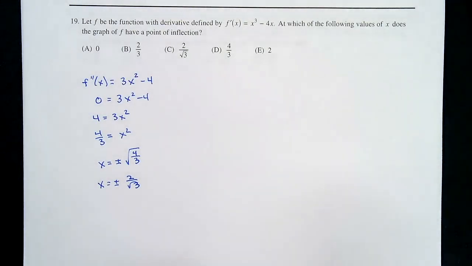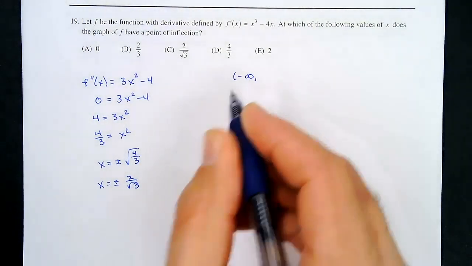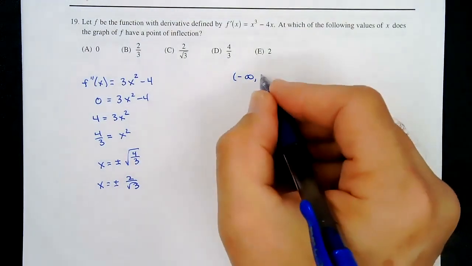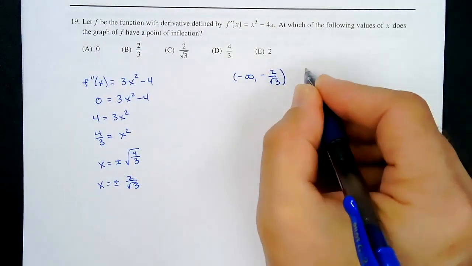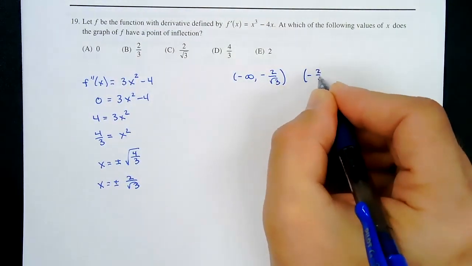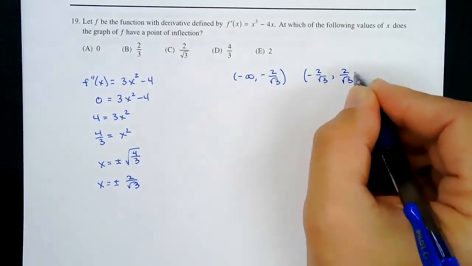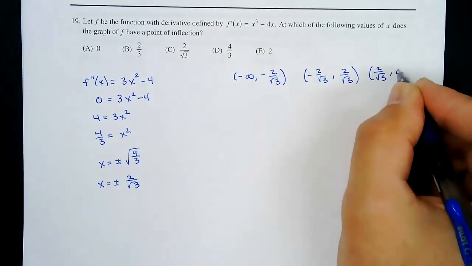Because we need to see, does the second derivative change signs at any place? So we're going to go from negative infinity to this first x value, which is negative 2 over the square root of 3, and then negative 2 over the square root of 3 to 2 over the square root of 3, and then 2 over the square root of 3 to infinity.